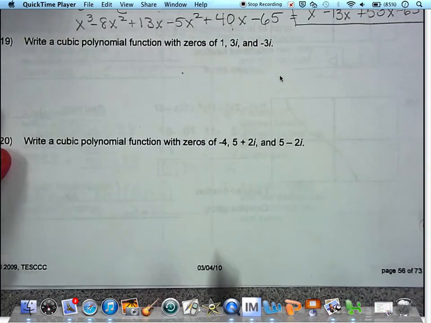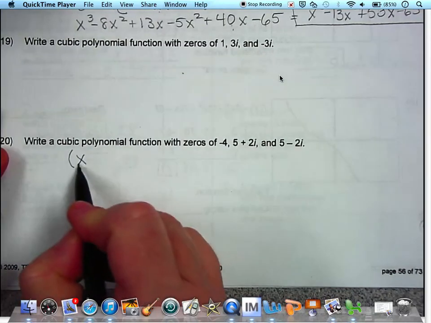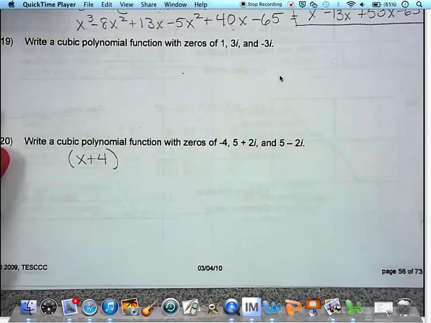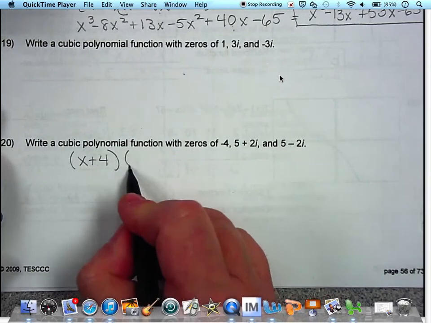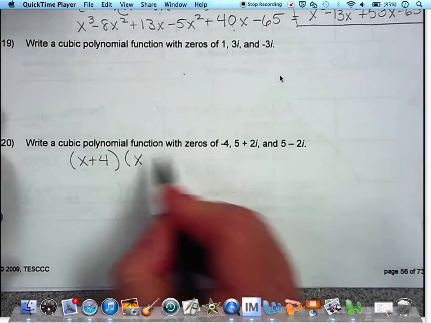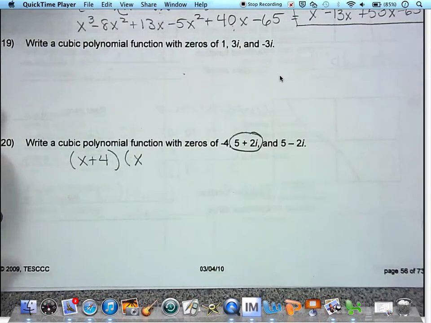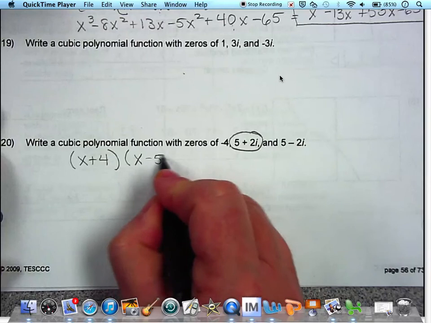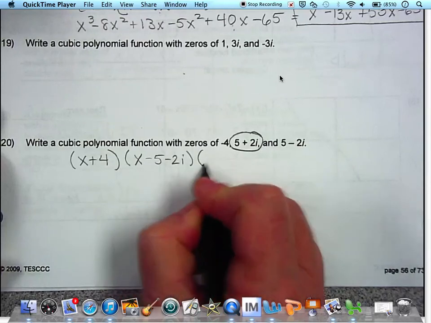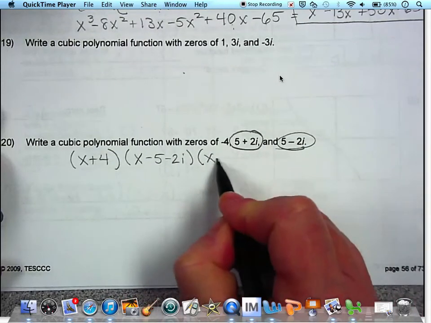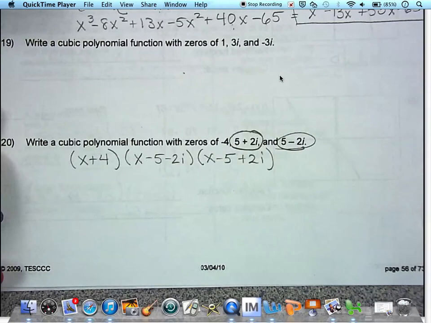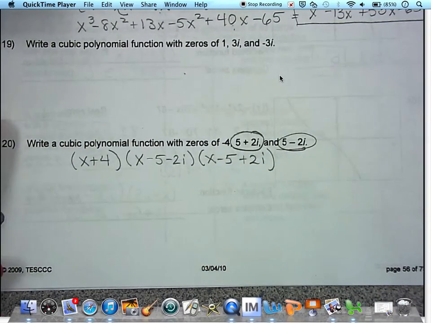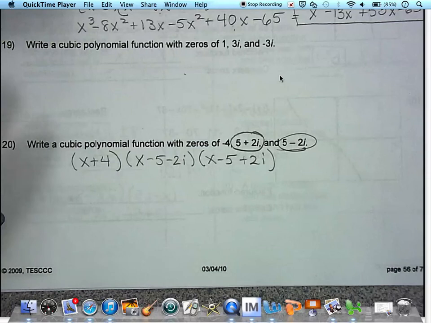Okay, what would you do for negative 4? X minus 1, x plus 4. Now we're on 20. Then we're going to have x minus 5 minus 2i, and x minus 5 plus 2i. This is the hardest part, doing the one with the i's in it.